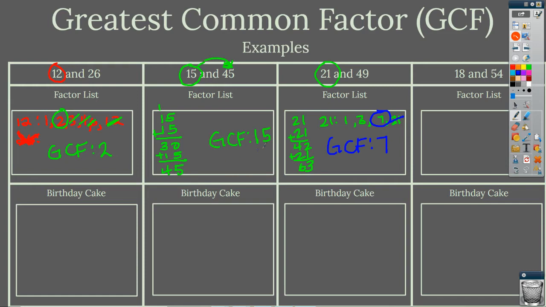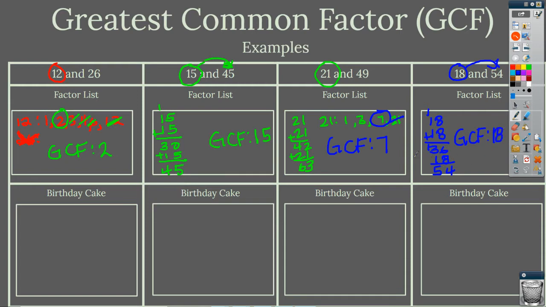All right. And last here, we've got 18 and 54. So we want to know, does 18 go into 54 evenly? So I'm going to just start skip counting to see. 18, 36, 54. And it does. 18 goes into 54 evenly. So the greatest common factor here is 18.